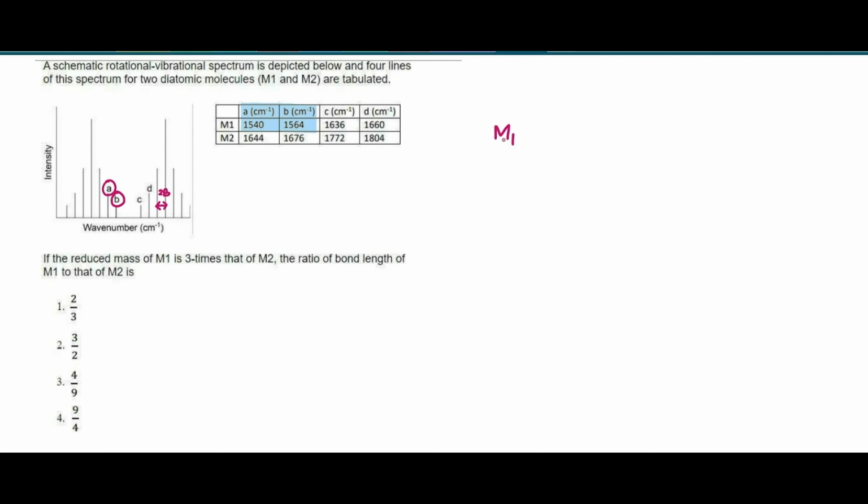Okay, so if I take M1 and I'm taking the difference between A and B, you can see over here position A and B, the difference is 1564 minus 1540. 64 minus 40, I'm going to get 24 centimeter inverse. And consecutive 2 lines, the spacing is going to be 2B. So corresponding to M1, the space is going to be 2B. So if 2B is equal to 24, B is going to be equal to 12 centimeter inverse. Okay.